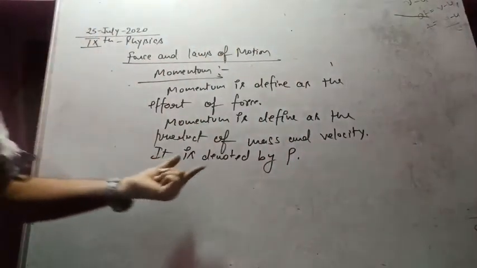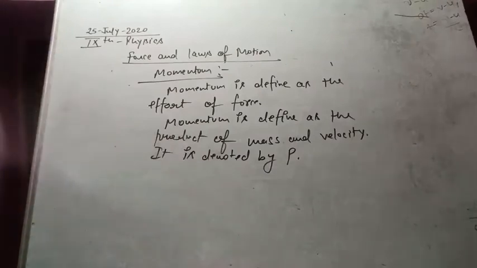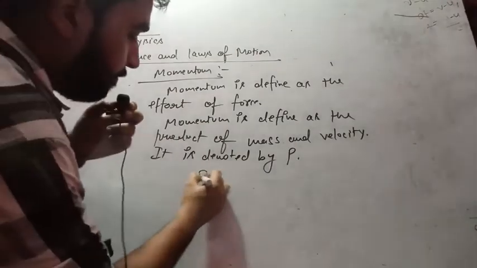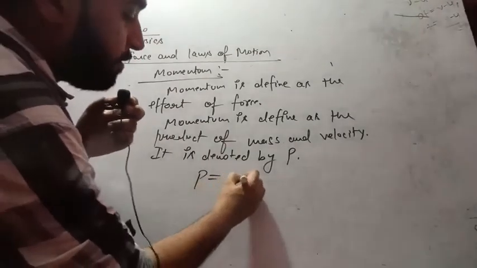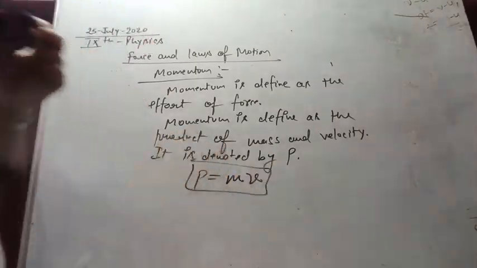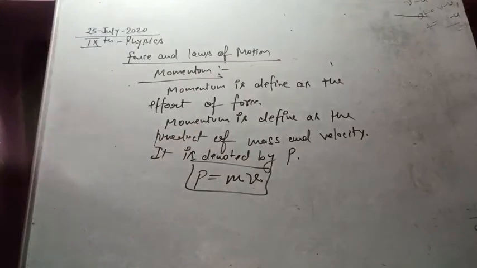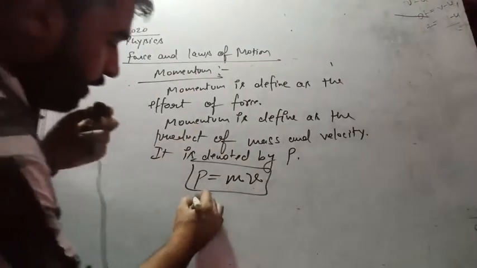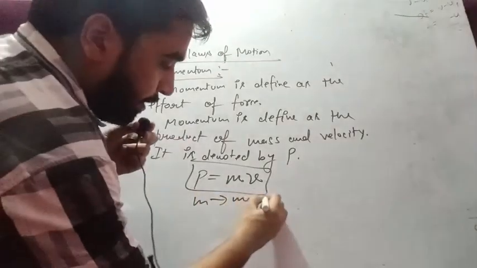By alphabet P we will denote it, and P, as I already have said, is the product of mass and velocity. So P is equal to m into v. Suppose an object is moving with velocity v. Here m is the mass of the object.